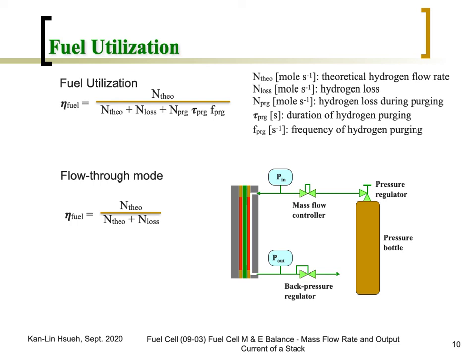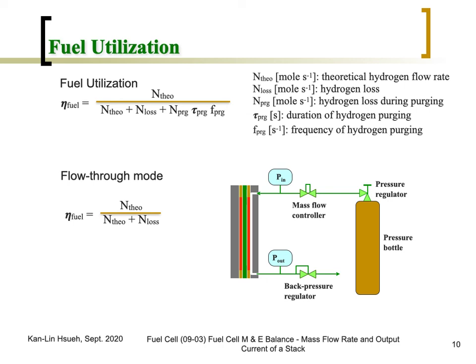For the dead end mode, usually not too many cells operate in the dead end mode. For the flow through mode, usually during testing it is a small single cell, maybe 5 watt or 1 watt. The hydrogen flow rate is very small, so it may be discharged into the atmosphere without any danger, and the cost is counted into that kind of operation.